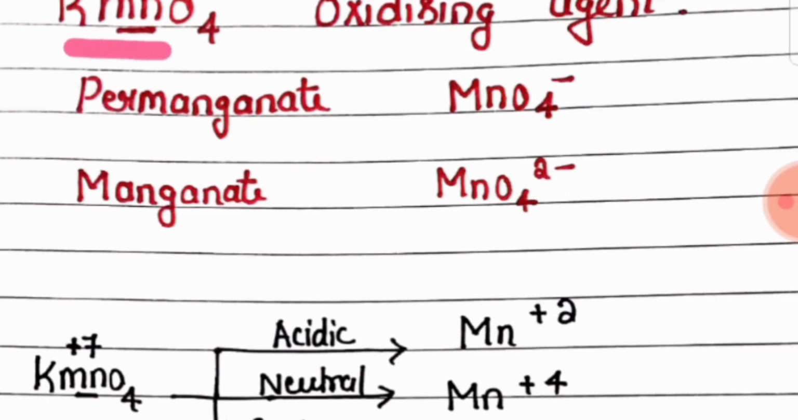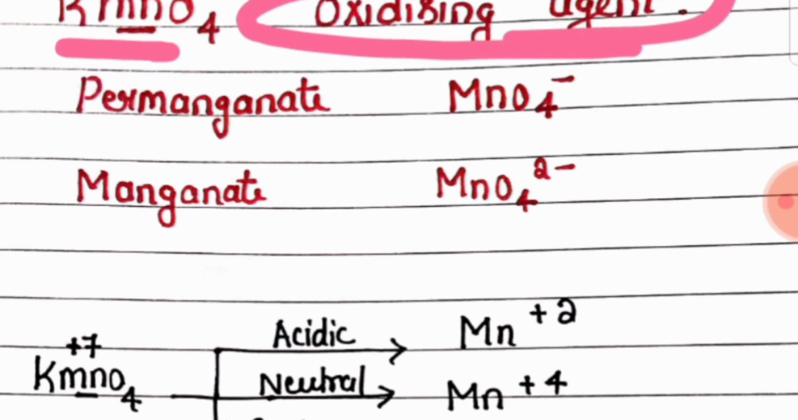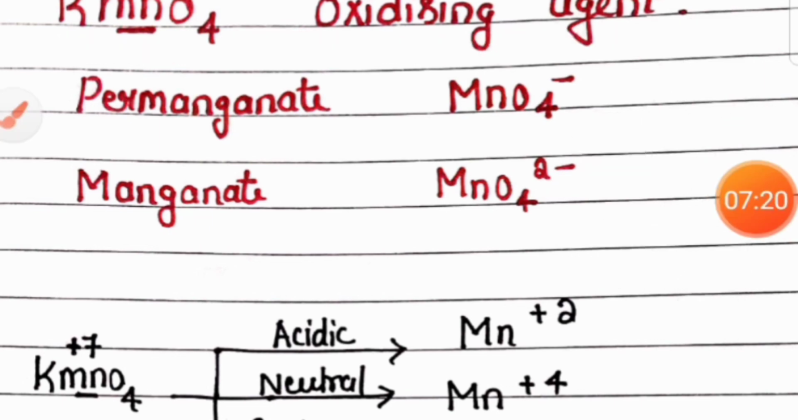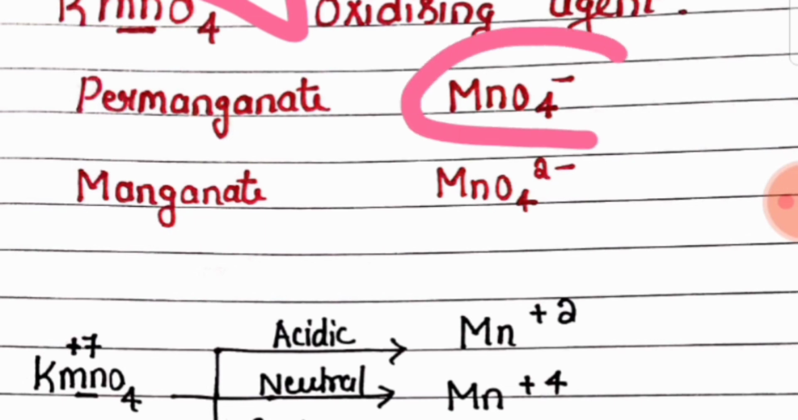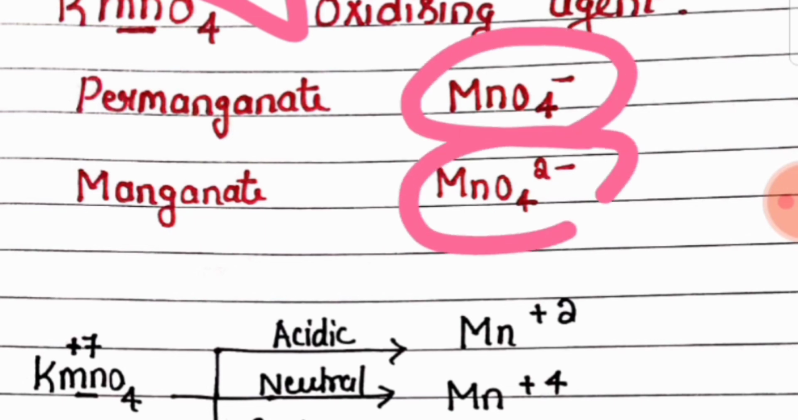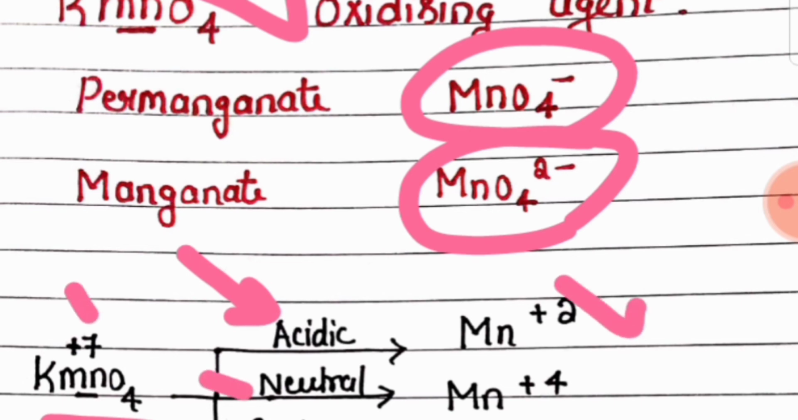If you see potassium permanganate, manganese shows +7 oxidation state, and potassium permanganate is a strong oxidizing agent because it will decrease its oxidation state. By decreasing its oxidation number, it acts as an oxidizing agent. So remember, permanganate formula is MnO4-, manganate MnO4 2-. If you treat potassium permanganate with acidic medium, then the +7 oxidation state decreases to +2, and if you treat with neutral solution, +7 changes to +4, and basic means from +7 to +6.